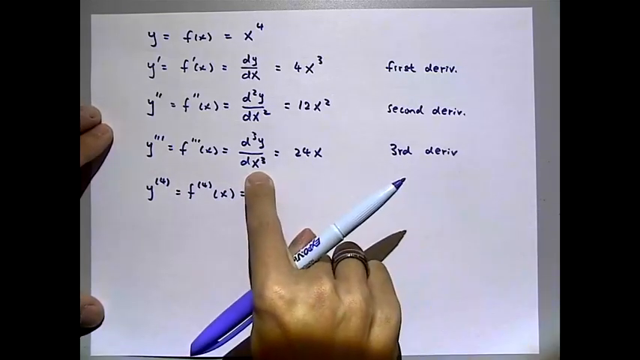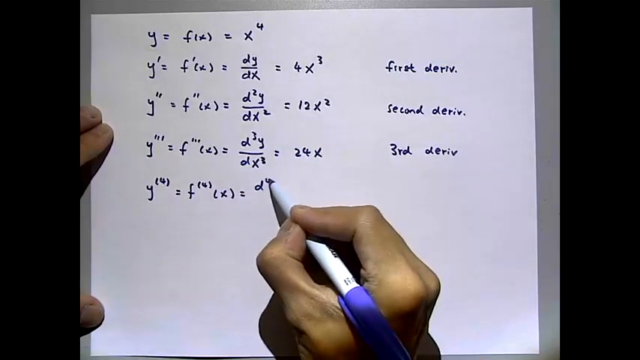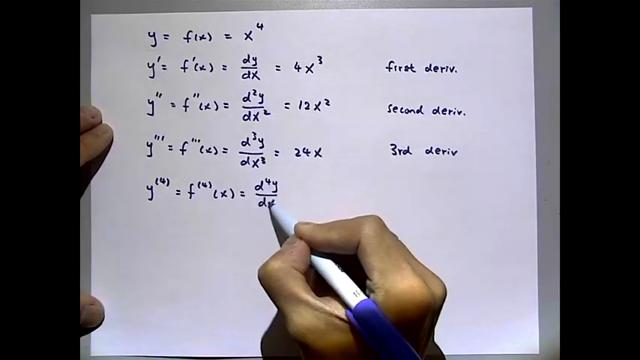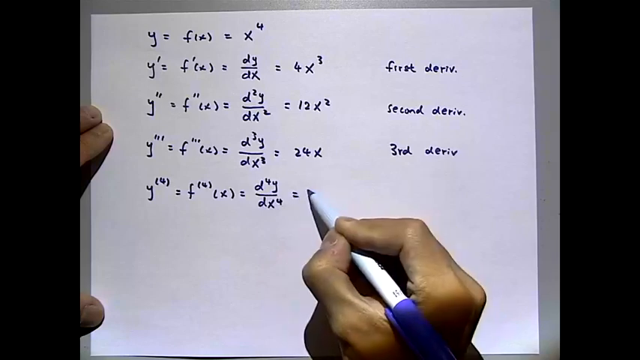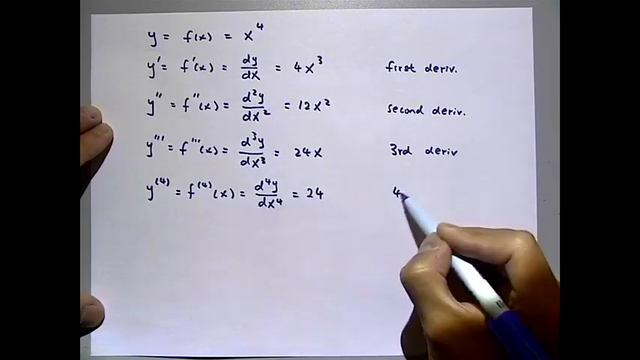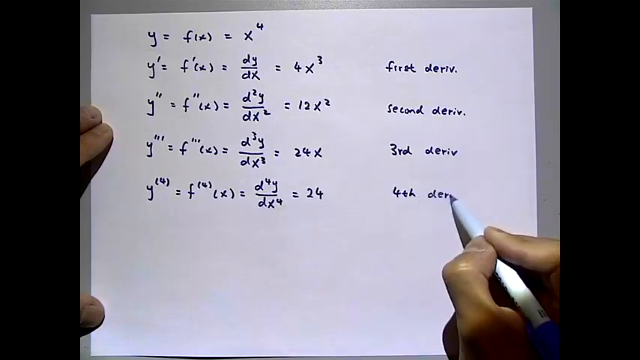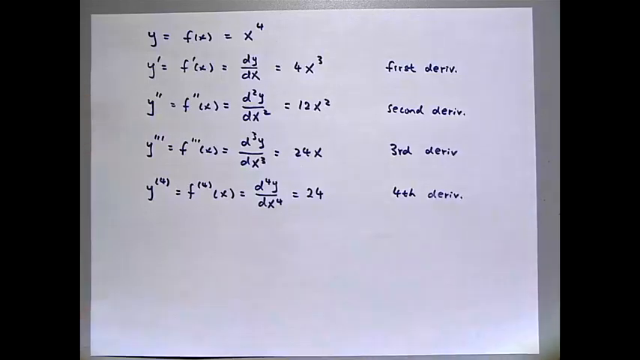But Leibniz notation is very nice. You just simply bump the power up. So that would be the fourth derivative. And you can do this in principle for as long as you want to.